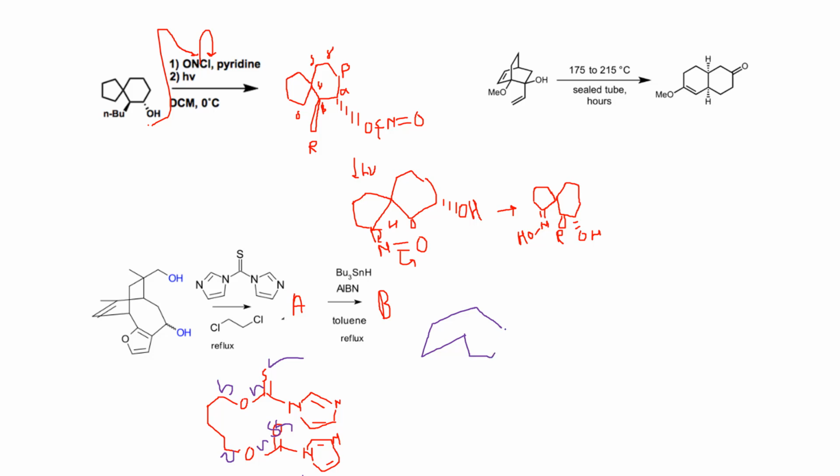Just our OH group will be substituted with H. This will also be H. So this will be our A, where the OH group will be esterified, thioesterified. Then it will be our B, where the OH group will be substituted by H. Okay.